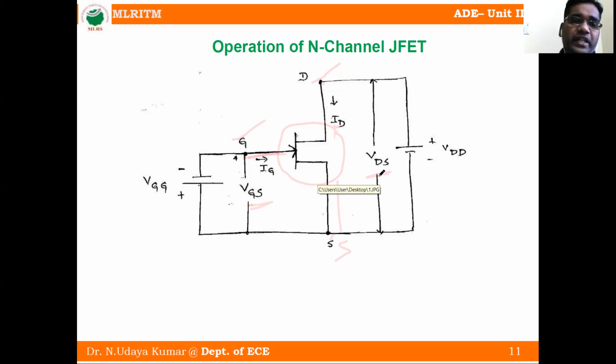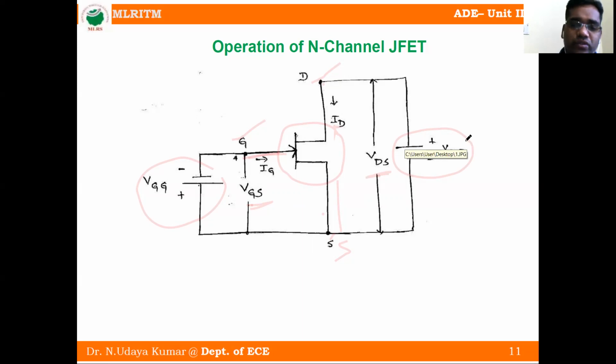These are the batteries. This one is the input side battery and this one is the output side battery. You can remember here that the positive terminal of the battery is connected to the drain and the negative terminal of the battery is connected to the gate. So this is the operation of N channel JFET.